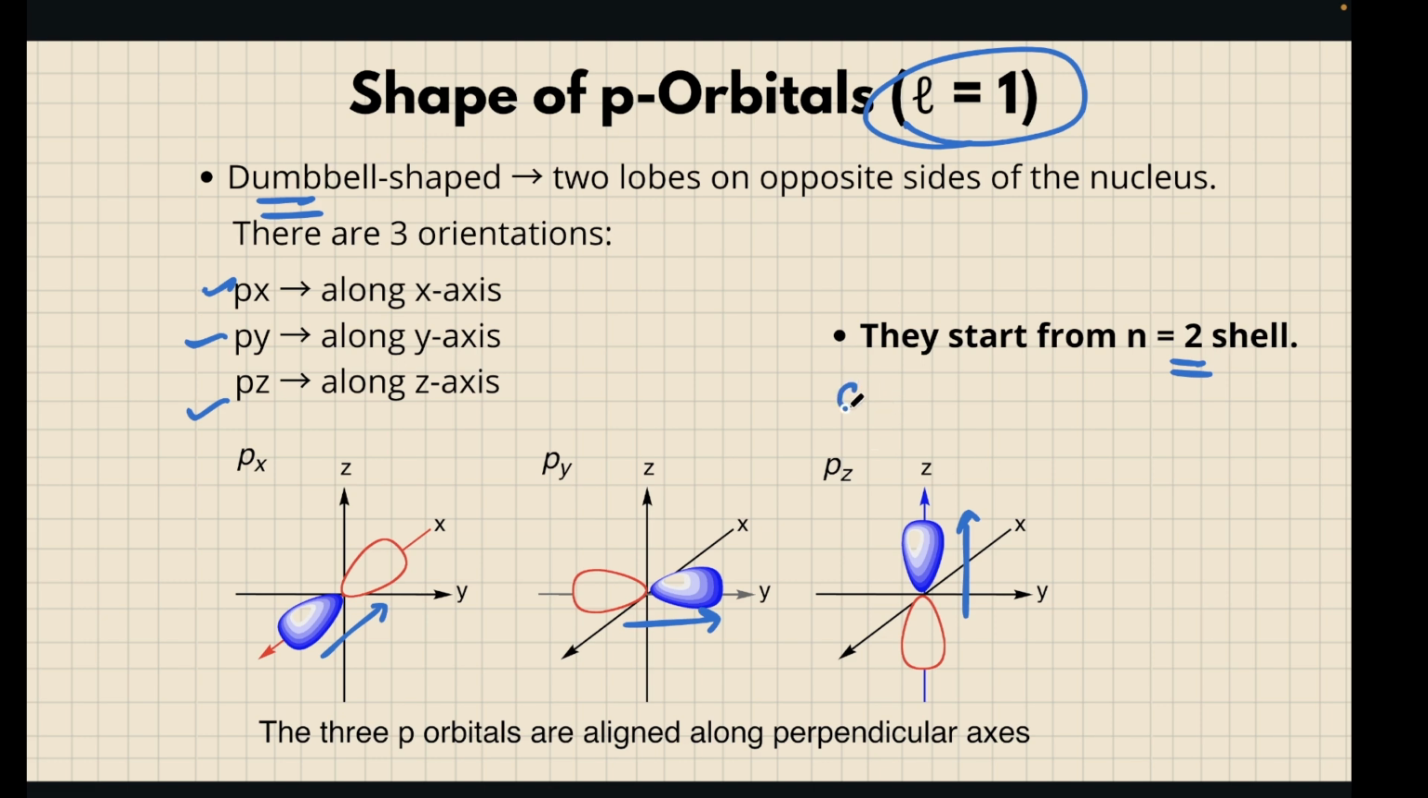Like in carbon, which has atomic number 6, its electronic configuration is 1s2, 2s2, and 2p2. So we can see that p orbitals start from the second shell. This is the first shell K, and this is the second shell. Here in this picture, you can see the orientation of p orbitals in three directions, px, py, and pz. It also explains covalent bonding.